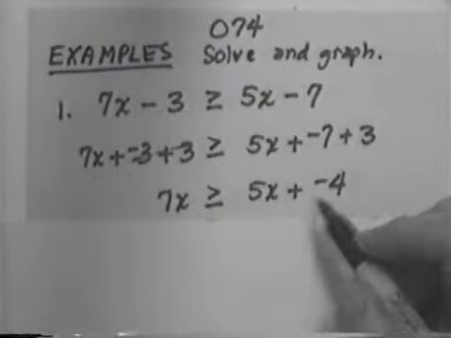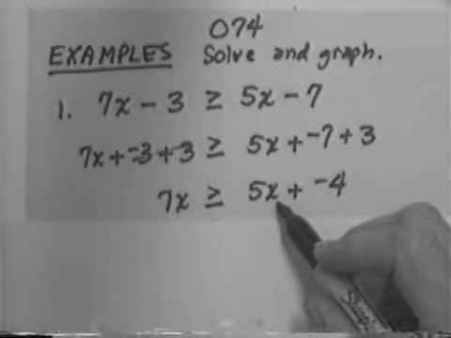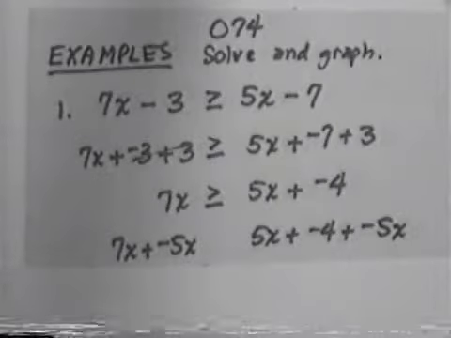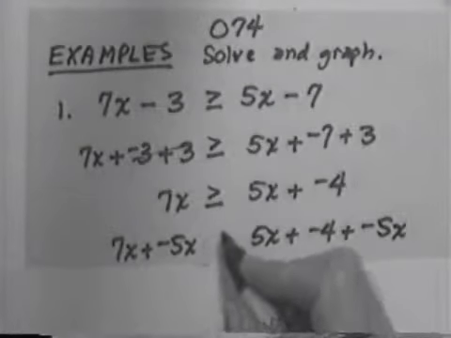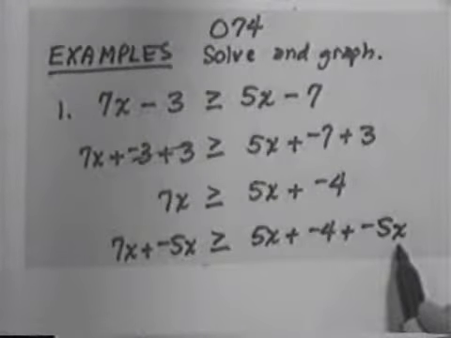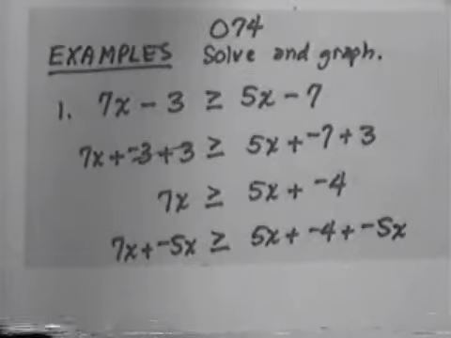Now we must remove the variable term from the right, so we'll add negative 5x. Adding something to both sides of the inequality does not reverse the inequality symbol, and so we have 7x plus negative 5x is greater than or equal to 5x plus negative 4 plus negative 5x. We continue by simplifying. On the left, 7x plus negative 5x is 2x, and on the right, the 5x and negative 5x add up to 0, and so cancel, leaving us with negative 4. We've only simplified, and so the inequality symbol remains as it is.